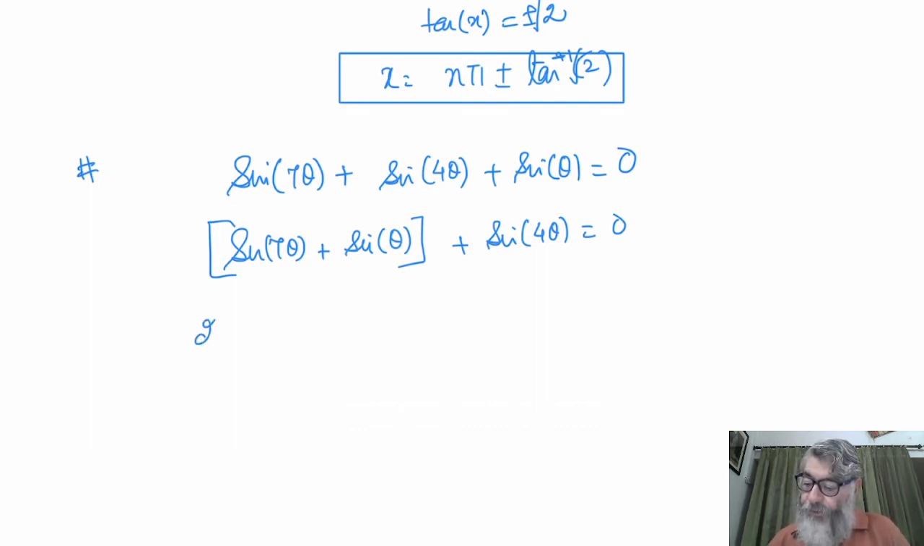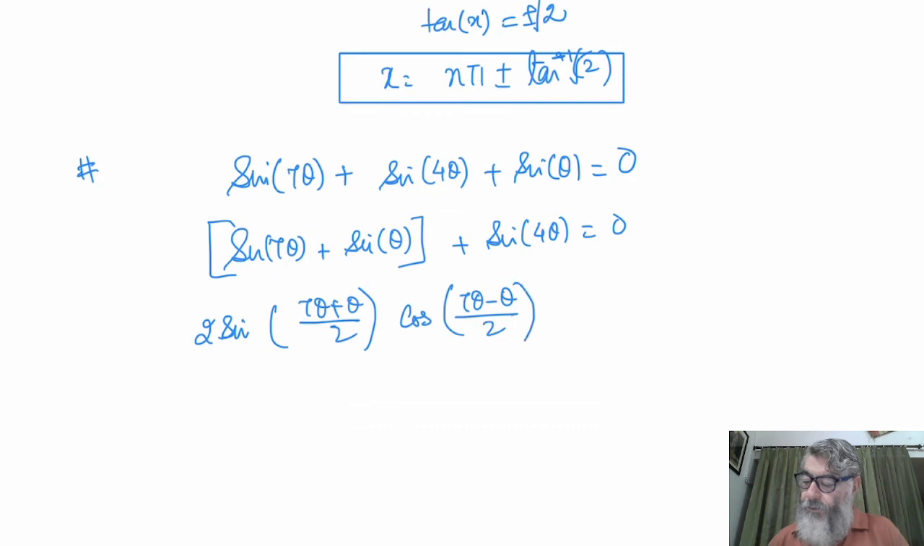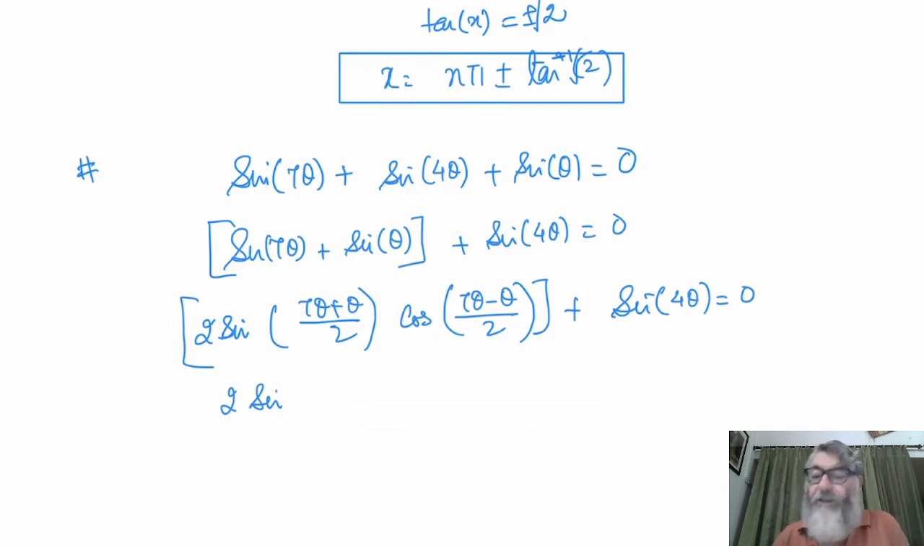Like it will be 2 sine (7 theta plus theta) upon 2 and cos (7 theta minus theta) upon 2 plus sine 4 theta is equal to 0. I'll obtain 2 sine, 7 theta plus theta will become 8 theta. 8 theta divided by 2 will give you 4 theta. So 2 sine 4 theta.